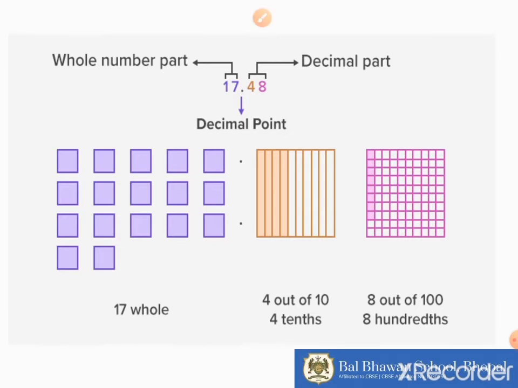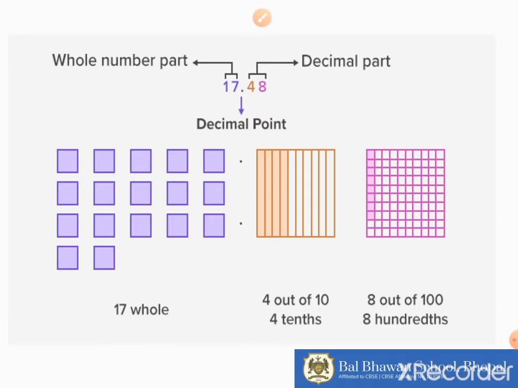If we have to represent a decimal number in pictorial form, we can write it in the given way. The number is 17.48. Here 17 is representing a whole number. So 17 has to be represented by 17 whole squares. After the decimal, the first place is 4. 4 is on tenth place. So we have to represent 4 out of 10.